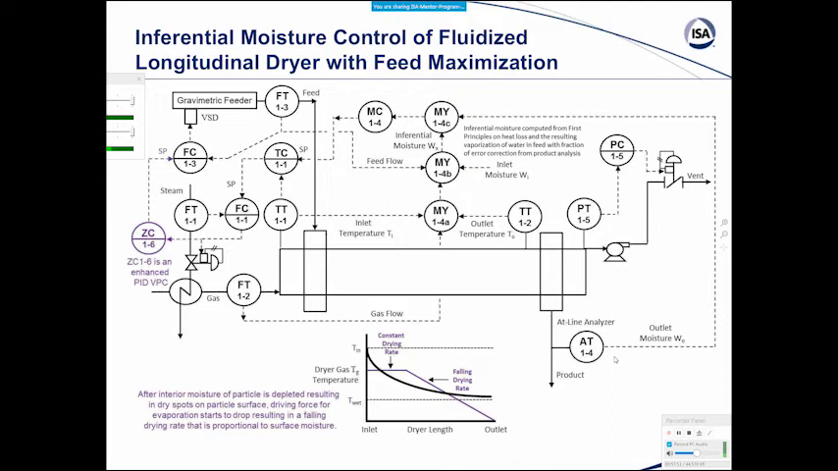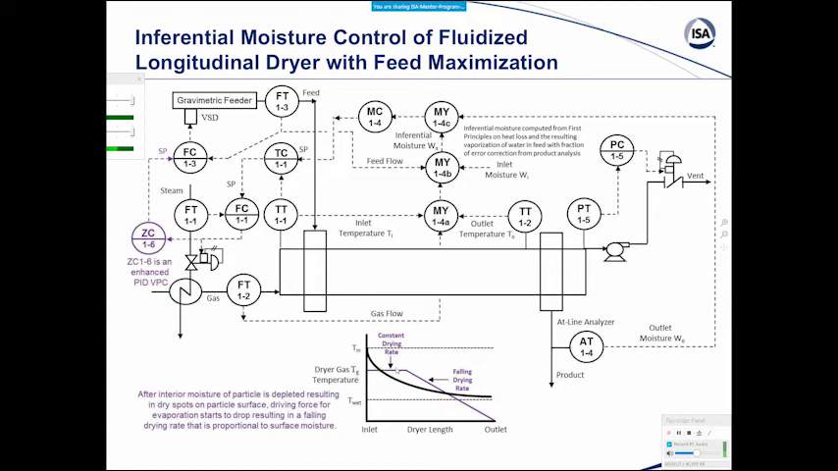Now it doesn't sound right, but if it's acceptable within the product quality requirements, and in fact sometimes having product that's over dry can be a problem in terms of dusting. So having the right moisture in the product is a real opportunity here, and most dryers are over drying. So a rather straightforward control strategy like this can be very, very useful.